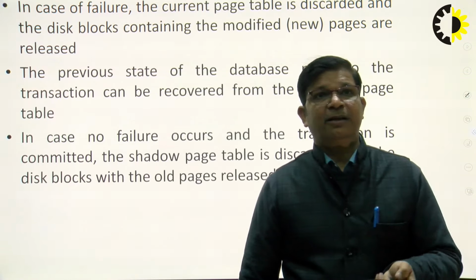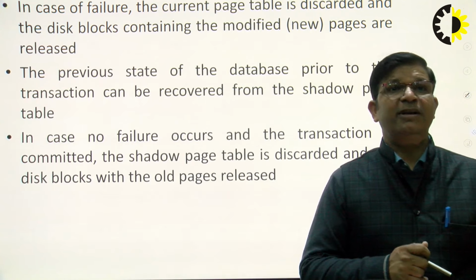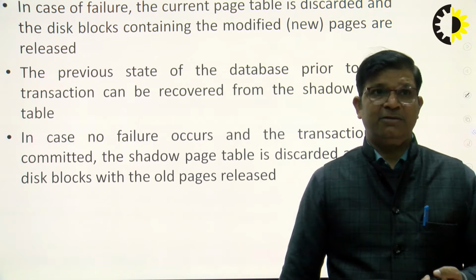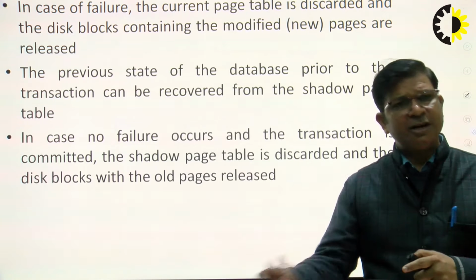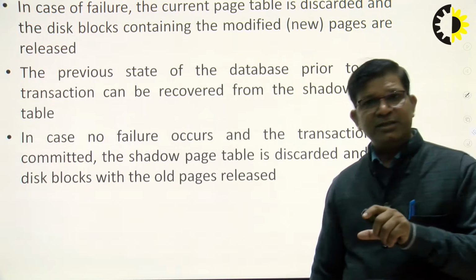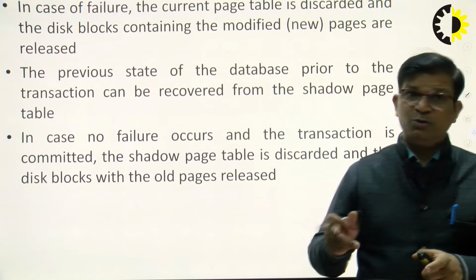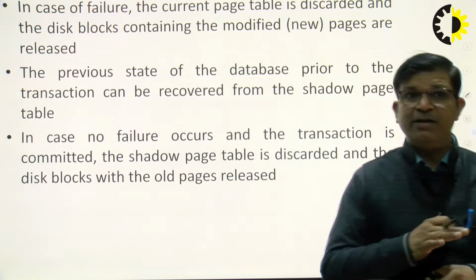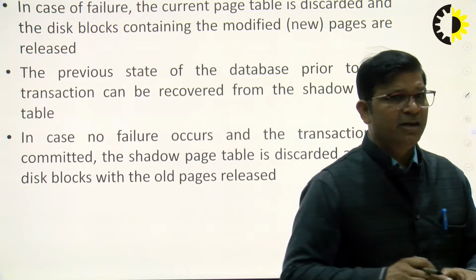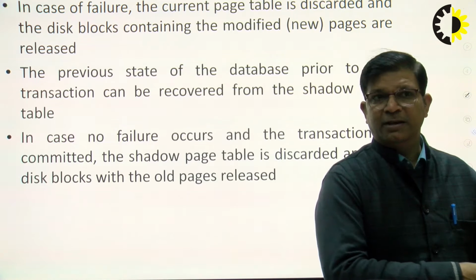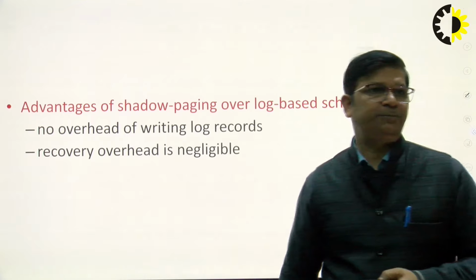In case of failure, the current page table is discarded, and the disk blocks containing the new pages are to be released. The previous state of the database prior to the transaction can be recovered from the shadow page table, because the shadow page table and the current page table are both the same. In case there is no failure and the transaction is committed, then the shadow page table is completely discarded and deleted from the hard disk, and all the old pages are released.